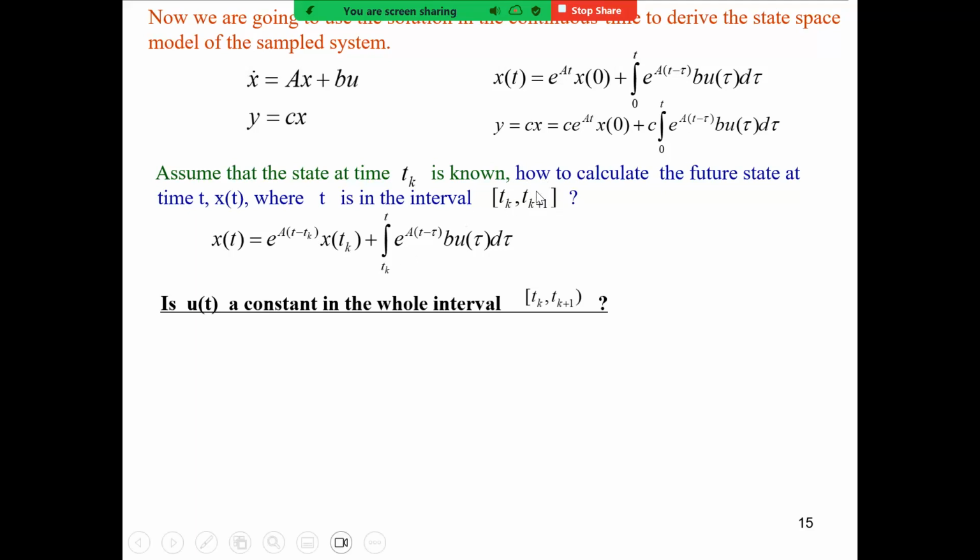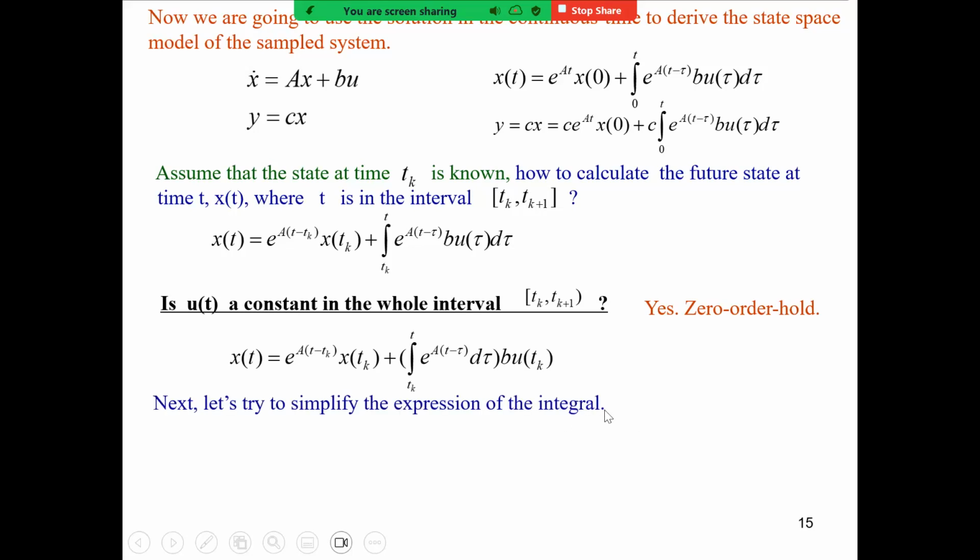Now, in this interval, because we only are interested in the signal in this interval, is the input a constant or not? We use the zero order hold, so it is a constant. That will simplify the calculation, because this one is a constant. Actually, that is the value at tk. We hold it as a constant, so now we can take it out. Okay, now let's try to simplify this integral.